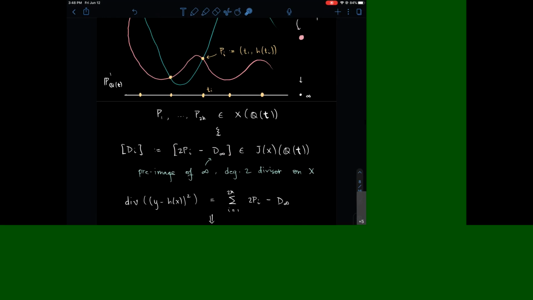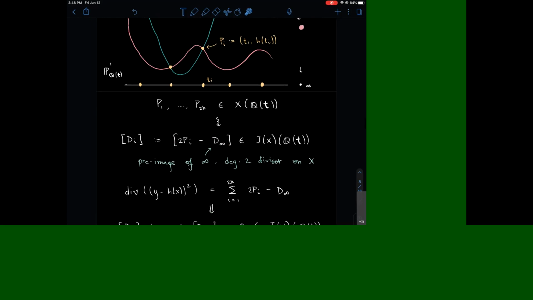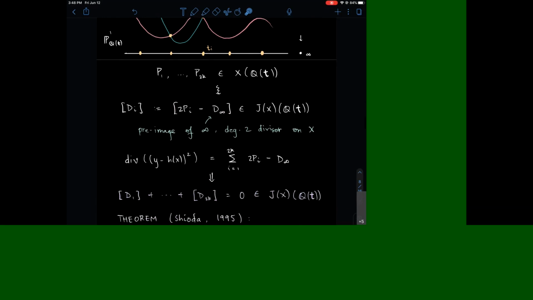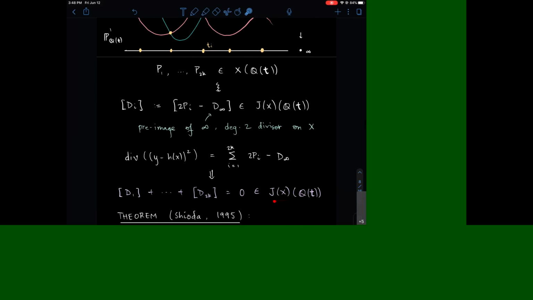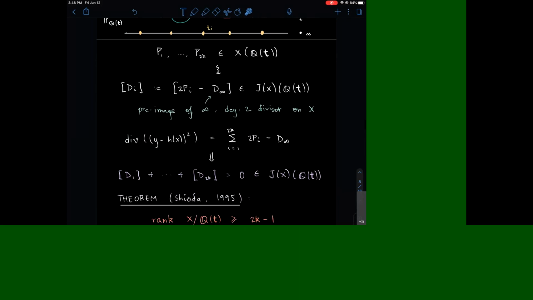And so we can ask what is the rank of the subgroup that they generate. We notice right away that if you just examine the divisor of zeros and poles of this function y minus h of x, where I'm regarding it now as a rational function on this curve, then you get exactly this. And in terms of points on this Jacobian, that just gives this one single relation between these rational points on this abelian group.